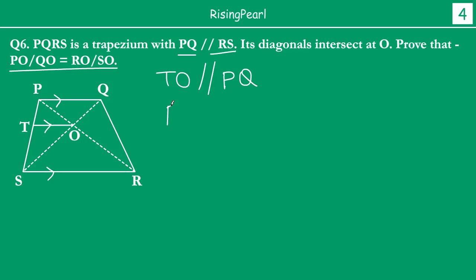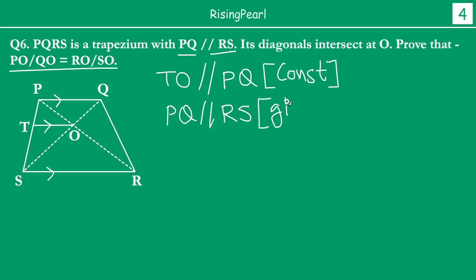But because PQ is parallel to RS, which is given, we have TO is also parallel to RS. So all these are parallel lines. So this implies that TO is also parallel to RS. Right? Now let's continue with our proof.